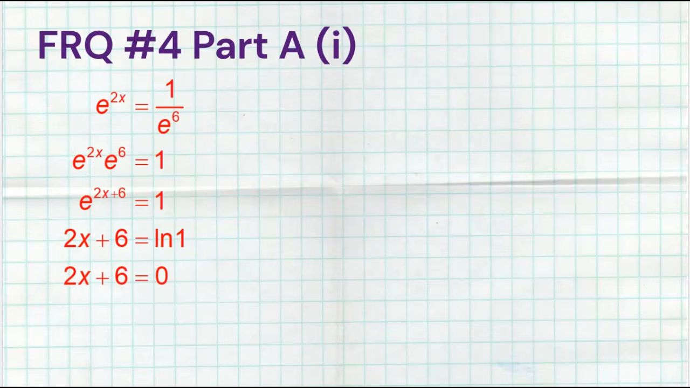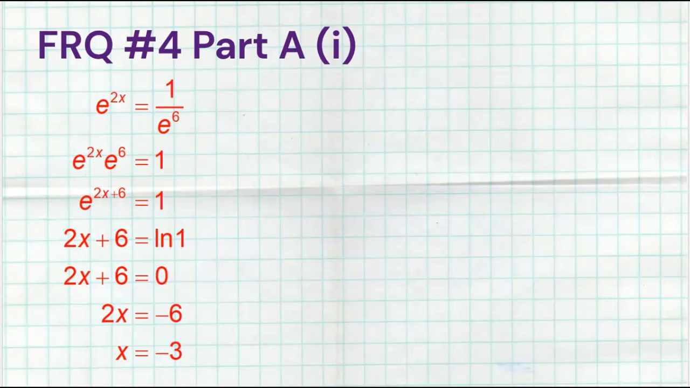So the natural log of 1 turns into a 0, and once again, we have a very easy linear equation to solve. We're going to subtract 6 from both sides and then divide by 2, and we get that same final answer of x equals negative 3. Now, I think the first option I showed you is a little bit easier, but you never know. Some students might jump and use this option as well. But you did have to show work.